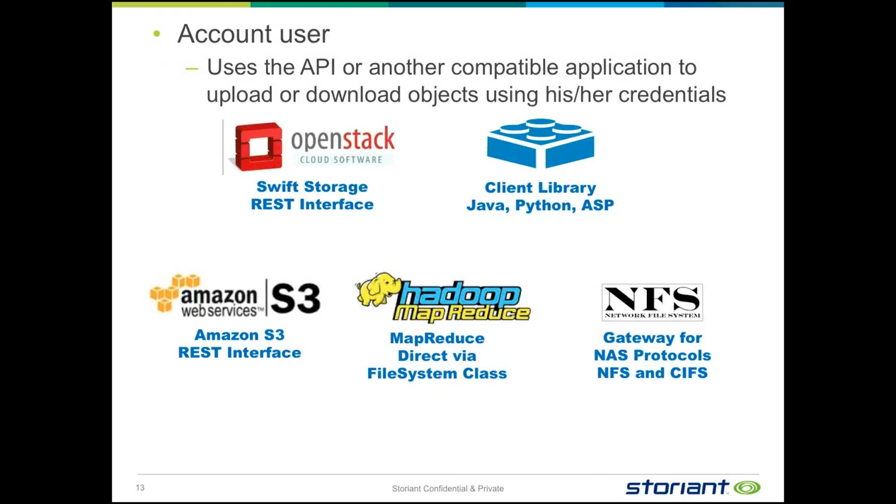Once we've created that end user account, that end user has the ability to interact with the object store, with Storiant, using the API or any other compatible application to upload and download objects using his or her credentials. Just as a reminder, those interfaces include OpenStack Swift, which is a RESTful interface, and Amazon's S3 interface. There is a NAS gateway available using NFS and CIFS. And there are also client libraries available using things like Java and Python and ASP for customers who are interested in creating their own applications.